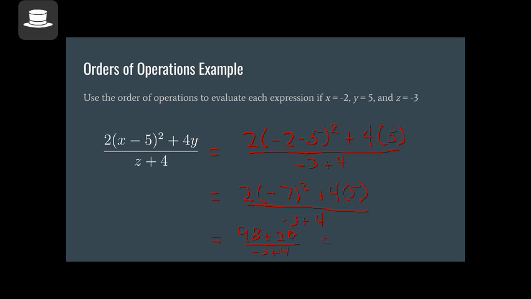So now I have addition and I have division. This is the caveat to orders of operations. If you are in a situation like this, you have to complete your addition steps before you can do your division steps. Normally multiplication and division would come before addition and subtraction, except in a situation like this. So I'm going to do 98 plus 20, which is 118, and negative 3 plus 4 is just 1, so it comes out to being 118.